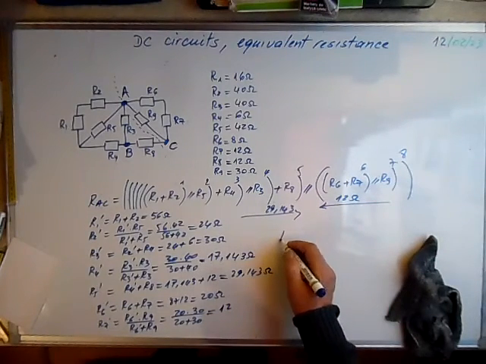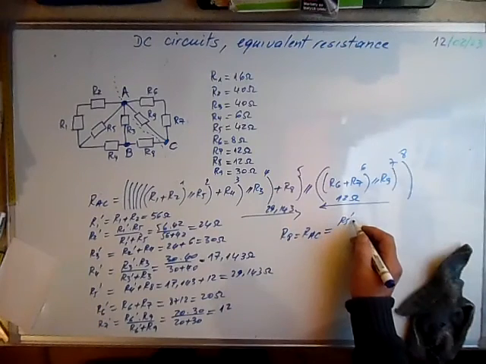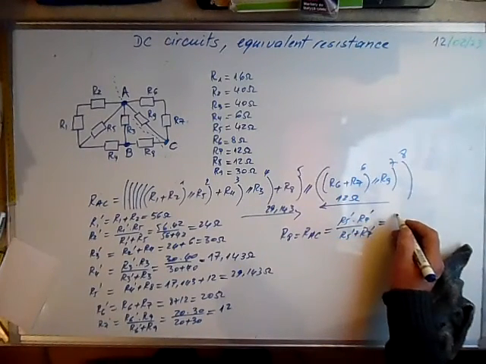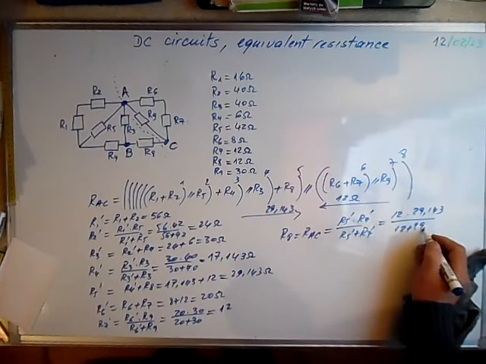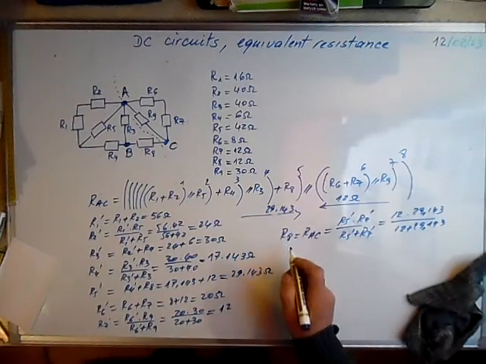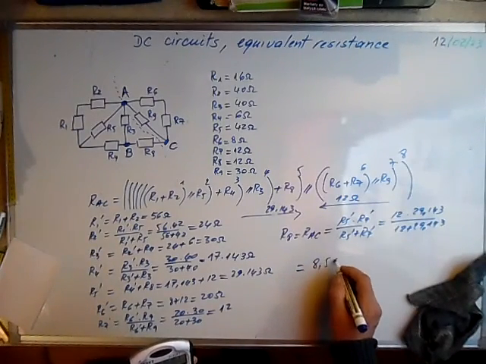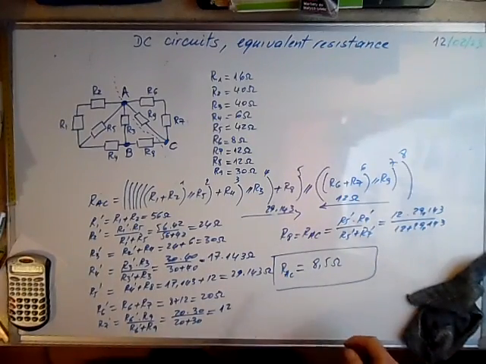Now, the equivalent resistance R_AC is R5 prime times R7 prime over R5 prime plus R7 prime. This is 12 times 29.143 over 12 plus 29.143. This will give us 1 over 12 plus 29.143 times 12 times 29.143, which gives us 8.5 ohms. This is the equivalent resistance between the nodes A and C. And that's it. And thank you.